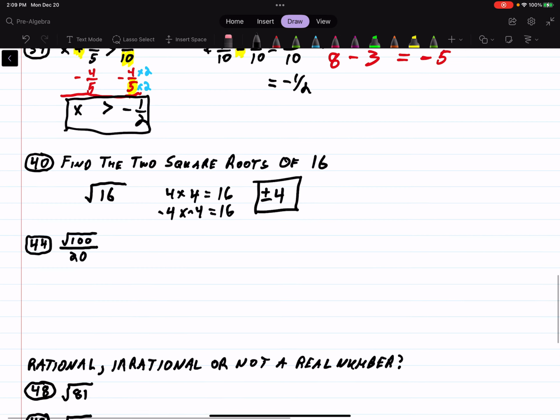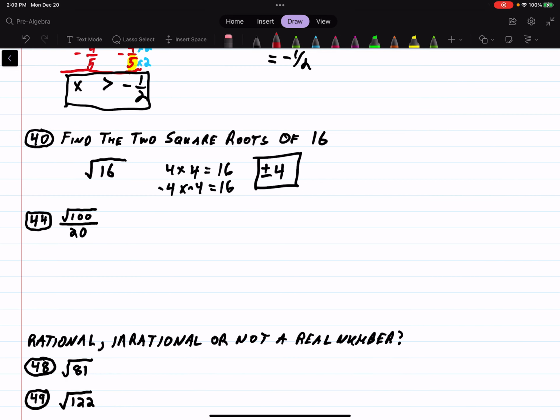Number 44, we need to evaluate, so we're going to evaluate the square root of 100. 10 times 10 is 100. So the square root of 100 is just one of those numbers. So we'll write that out. It's 10 over 20, which is equal to 1/2.